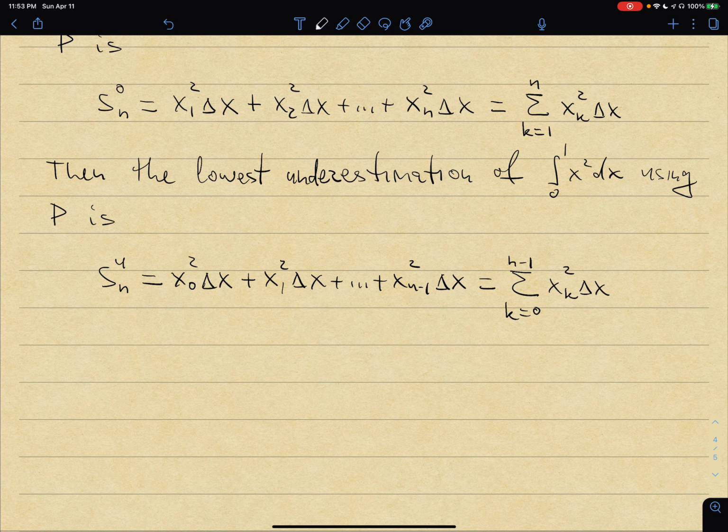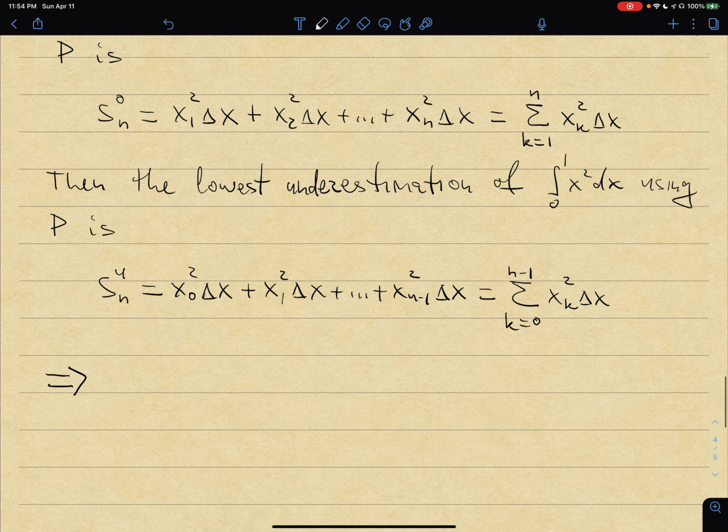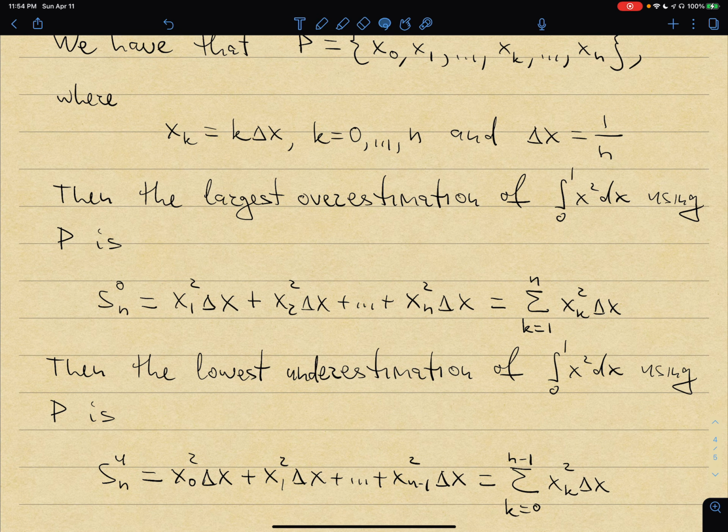So the sums look pretty similar, but they're not exactly the same, right? So in the first case, I start from 1 and I end at n. And in the second case, I start at 0 and I end at n minus 1. Okay, so fine. So then we can rewrite these expressions by using the fact that we already know that we can express xk in terms of delta x and k.